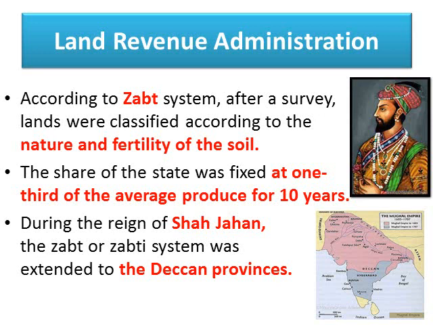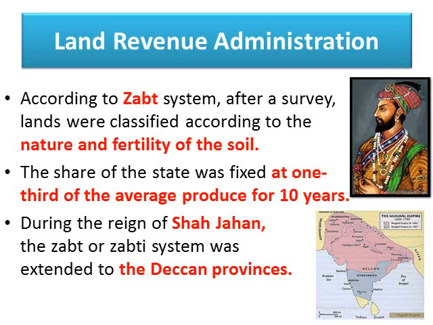The share of the state was fixed at 1/3 of the average produce for 10 years. So they took the produce for 10 years and the average of that was taken, and from that 1/3 was the share of the state. So it was a very genuine and a reasonable share. The average of 10 years was taken, and from the average, 1/3 was for the state.